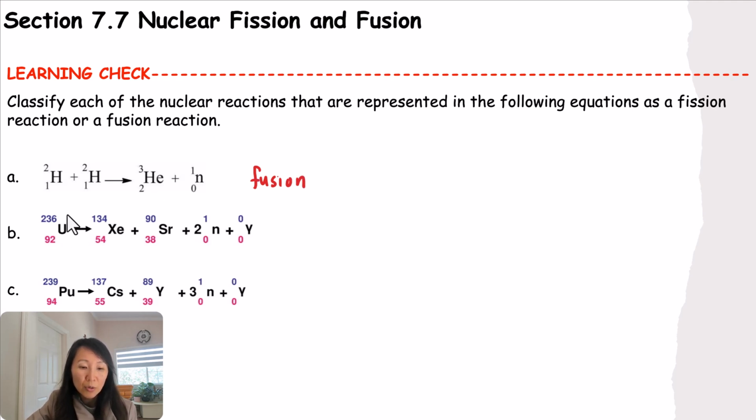What about this one? This is uranium-236 forming xenon and strontium. So it's two atoms that have been formed. So this is fission. Try the next one and come back. This is fission. It's because you have a plutonium that's splitting into two different atoms, cesium and yttrium, and you also have a neutron that has been spit out.